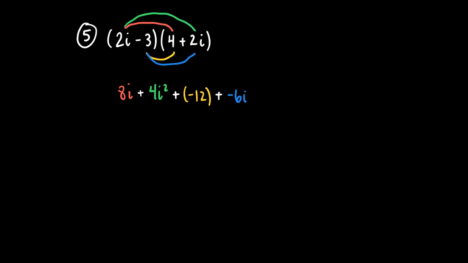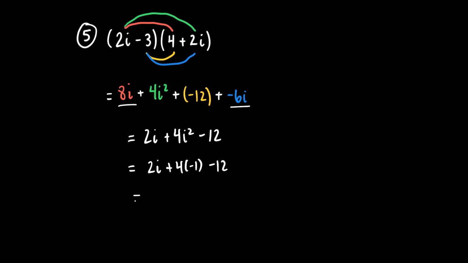All right, let's combine some stuff. So this is a little backwards here. So 8i minus 6i is going to be 2i plus 4i squared minus 12. So this is going to be 2i plus 4 times negative 1 minus 12. And this will be 2i minus 4 minus 12. So really what we've got here is negative 16 plus 2i. All right, that's how to multiply complex numbers.